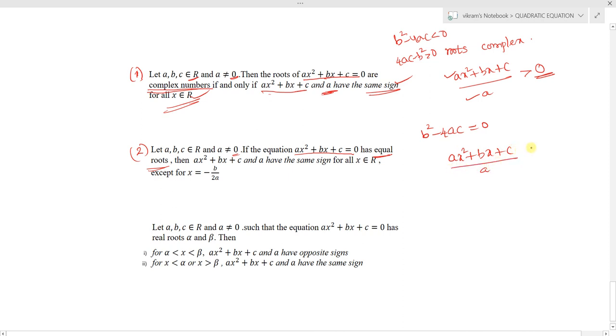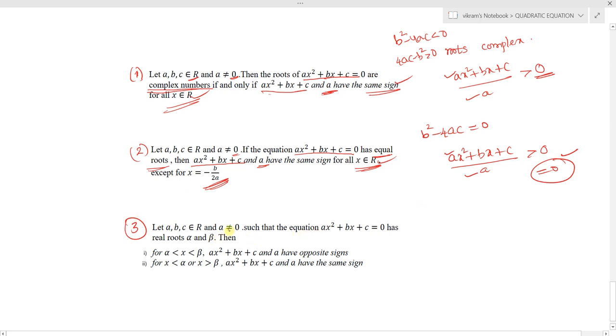What is the derivation we did? This is again greater than 0. So that means the numerator and denominator will have the same sign. That means ax square plus bx plus c and a will have the same sign for all x belonging to the real numbers except at x equals minus b by 2a. Why? Because at x equals minus b by 2a this will become 0.